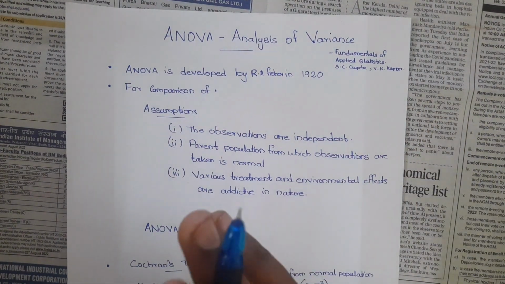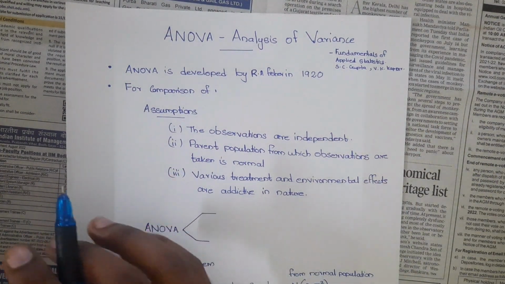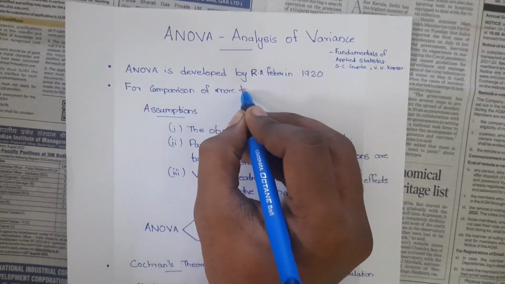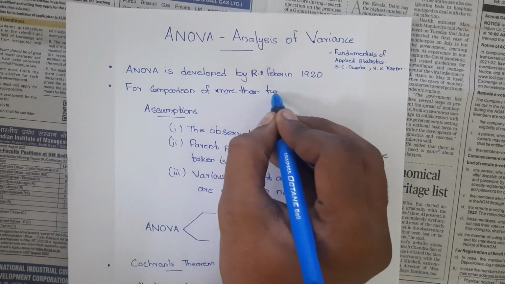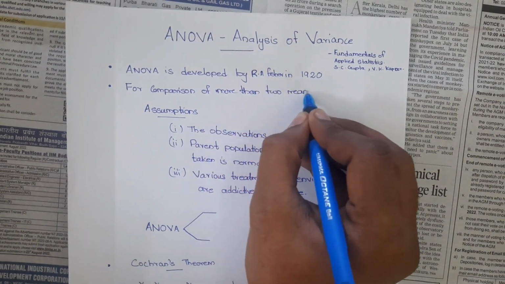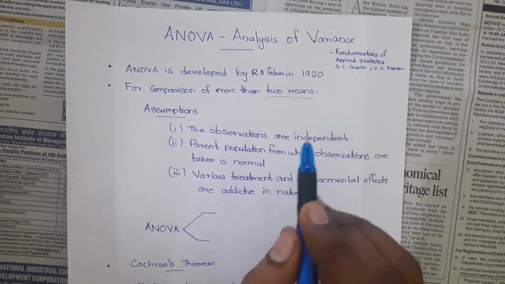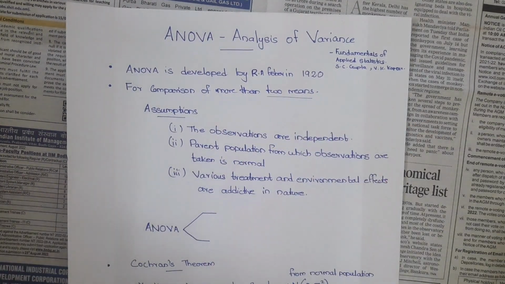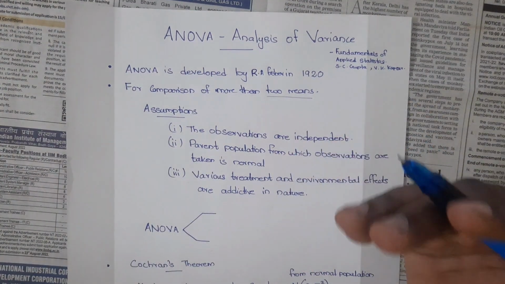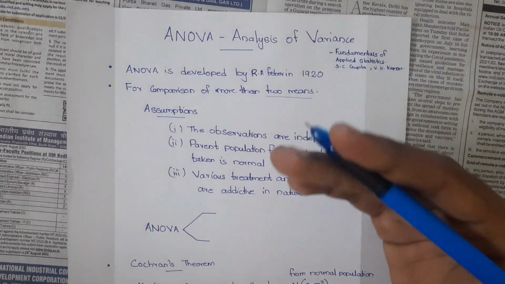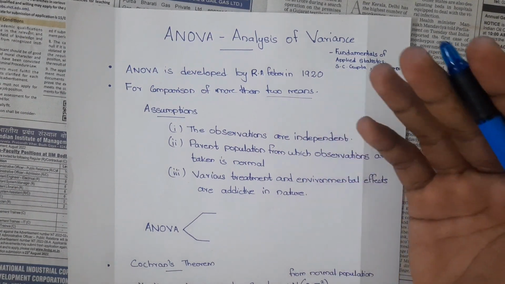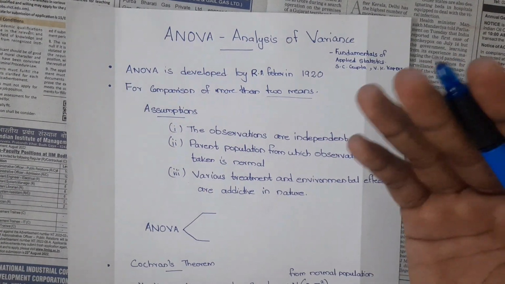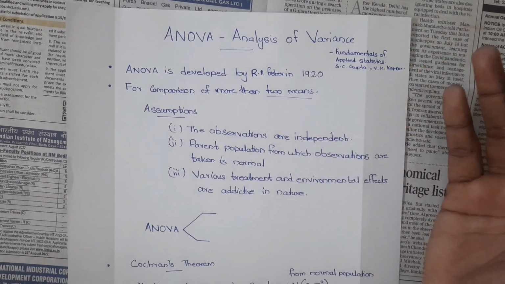First of all, for what purpose is ANOVA used? ANOVA is used for comparison of more than two means. We also learned the Z-test and T-test. We use the Z-test if we have to compare two means. If the sample size is small and the variance, sigma square, is unknown, we use the T-test.